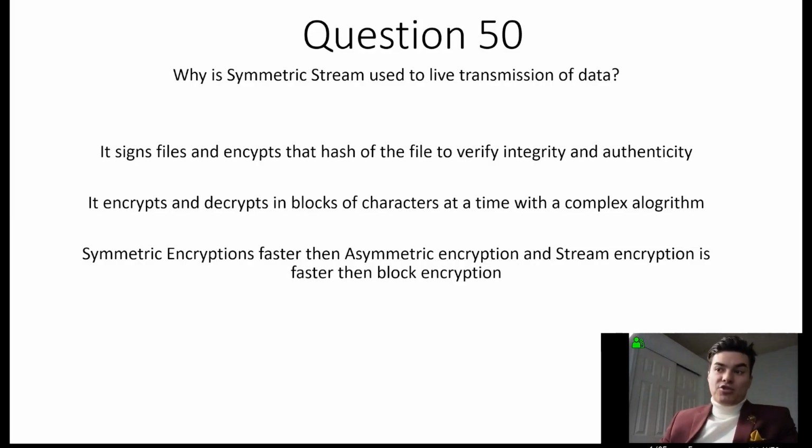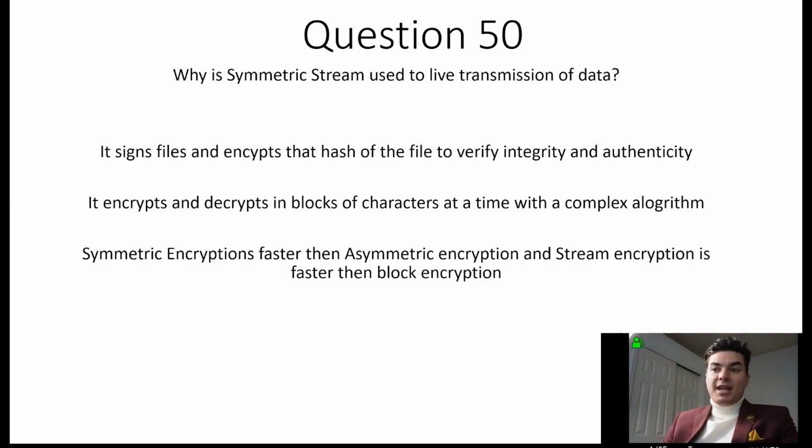So why is symmetric stream used for live stream of data? Symmetric encryption is faster than asymmetric. That's one thing. And then the other thing is stream is also faster than block encryption. And so the reason why they would use a symmetric stream for live transmission, such as the news, is that it's going to be a lot faster and smoother.